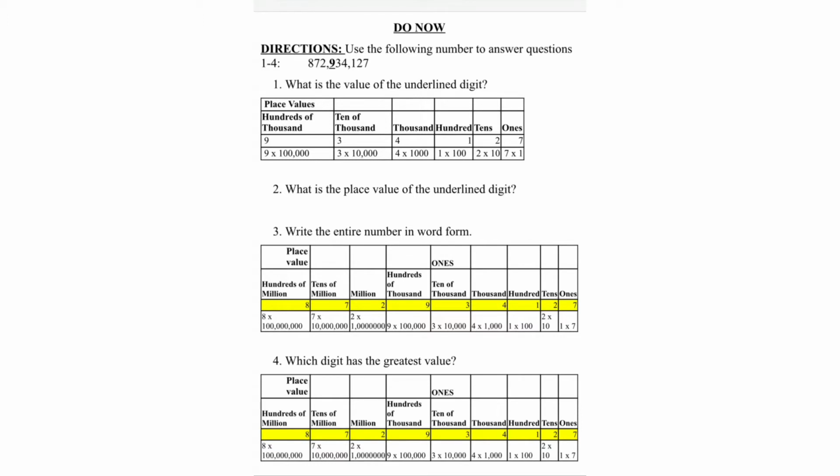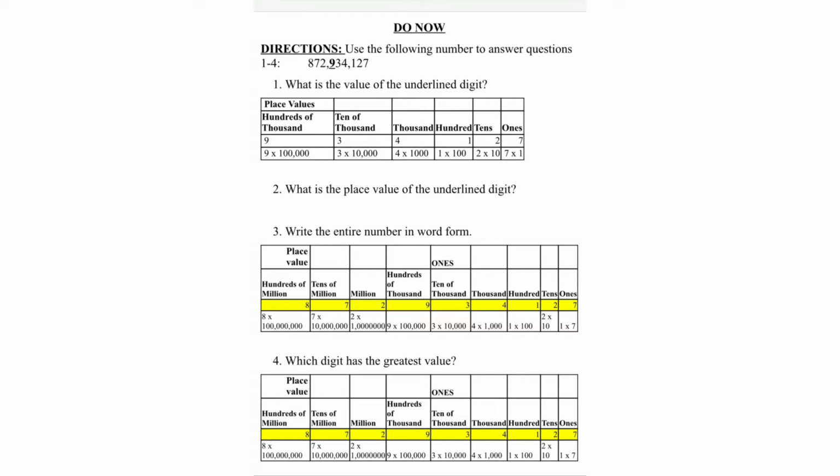So question 2 should be a little easier to respond to. What's the place value of the underlined digit? Right, 100,000 is in the 100,000 place. That's excellent. So now, moving right along, the next question is, write the entire number in word form, okay?